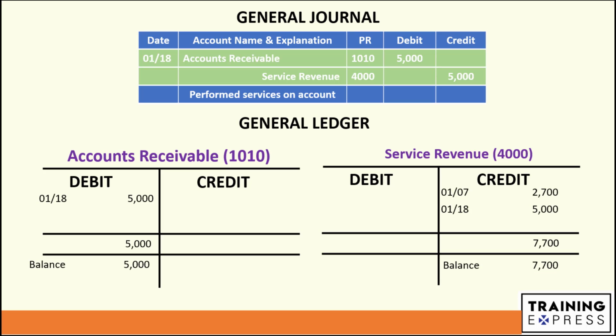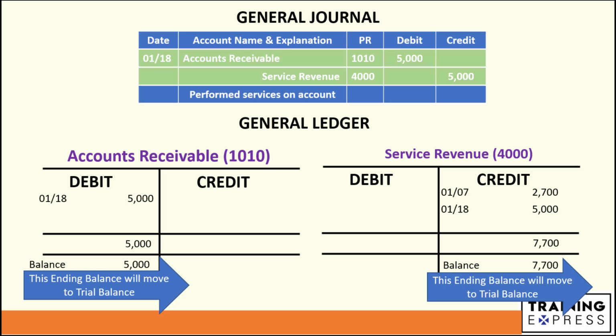Now before we move on, we need to note here that there are no more transactions for accounts receivable and service revenue. So we will treat the ending balances of these accounts as final balances. So accounts receivable ending balance will be moved to trial balance, and similarly ending balance of service revenue will also be moved to trial balance.